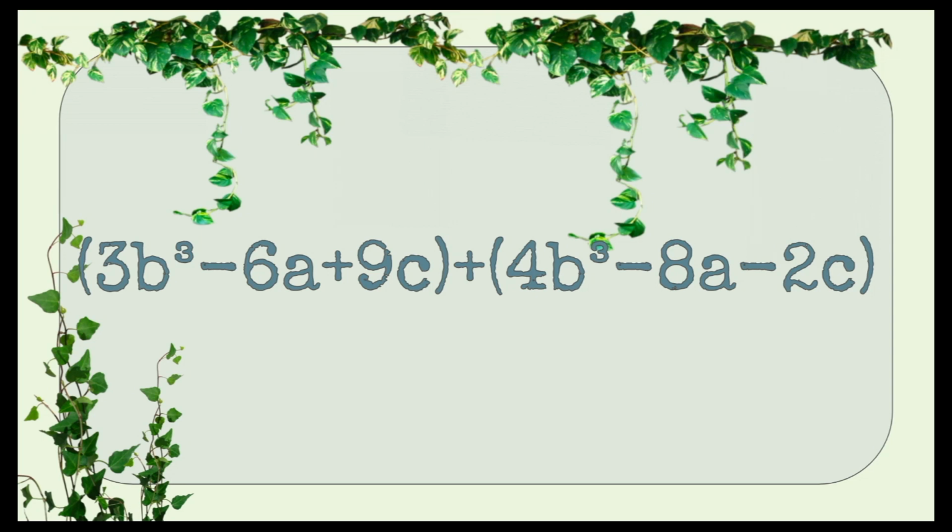3b cubed and 4b cubed are like terms because they both have the variable b raised to the power of 3. When combined, this becomes 7b cubed. The next pair of terms are negative 6a and negative 8a. When they are combined, they result in negative 14a. The last two terms remaining are 9c and negative 2c. Once these are simplified, it becomes 7c. So the final answer will be 7b cubed minus 14a plus 7c.